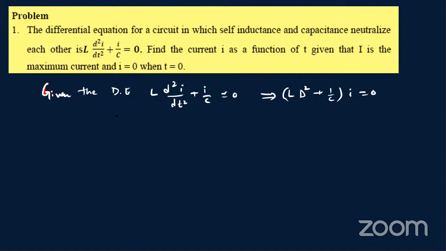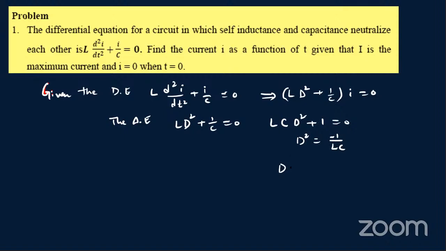And the auxiliary equation now we can write as L D square plus 1 by C equal to 0. I'm not writing in terms of m, just writing in the same form, in D. LC D square plus 1 equal to 0, or D square equal to minus 1 by LC. That means D can be written as plus or minus i by root LC.